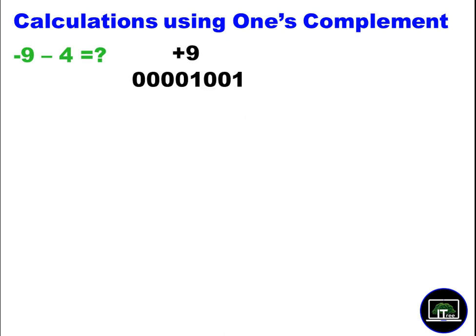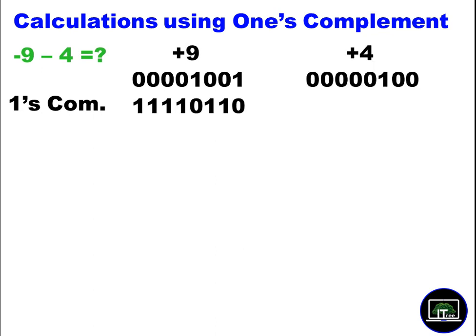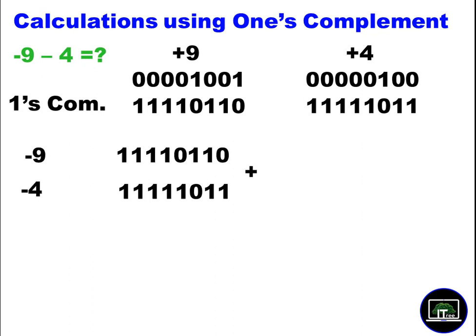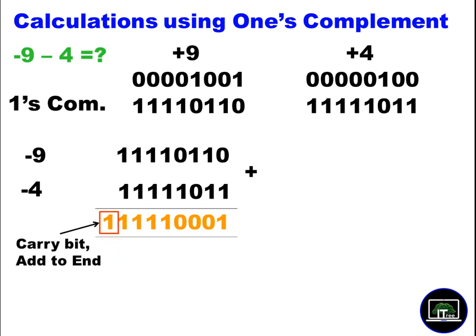9, we are making 1's complement. 4, we are making 1's complement. We'll add together. This is the answer. We do have a carry bit. Yeah, we are adding this 1 to the end of the number.